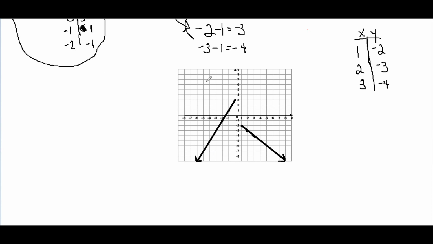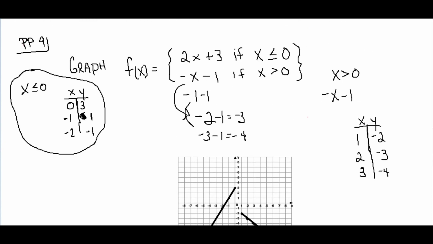I want you to note, however, that I labeled this practice problem 9, but it really is example 9. Sorry about that. Try the practice problem if you like. You can always do that. Alright, just so we're clear with that one.